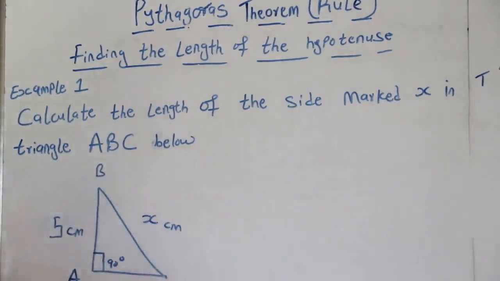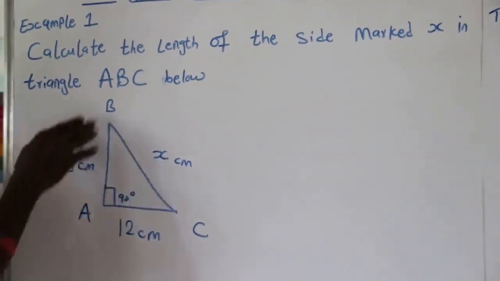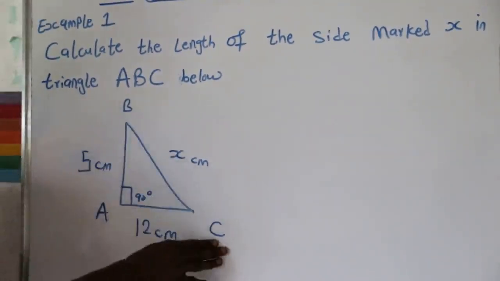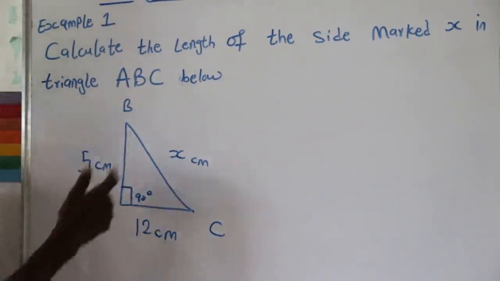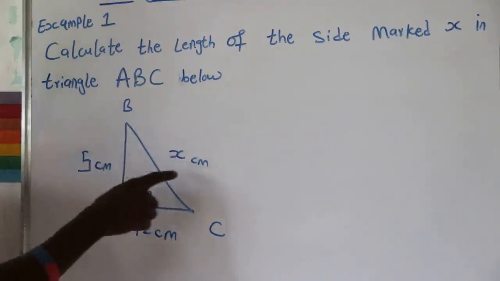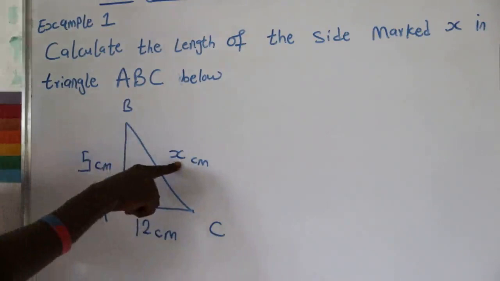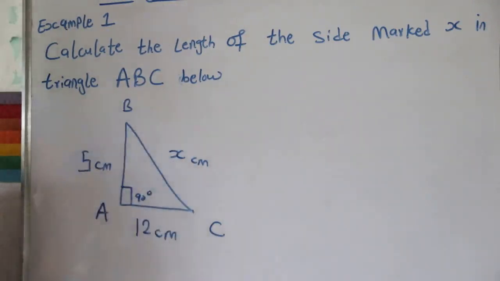We have a right angle triangle here. This is our A, our B, and our C. And we are told to find the length of the marked side, that is X. From the look of things, you will see that the place that X is marked is our hypotenuse.